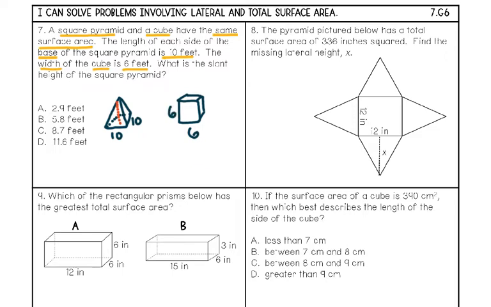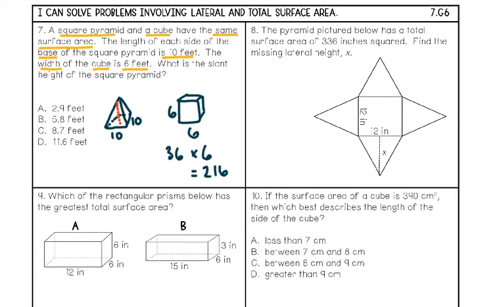Since the square is a 6 by 6, I can use base times height and realize that the area of one of those faces is 36. And there are 6 faces on a cube. So I'm going to take that 36 times 6 to get a total surface area for the cube of 216 square feet. Now I know that the square pyramid has the same surface area as the cube. So this square pyramid has a surface area of 216 also.